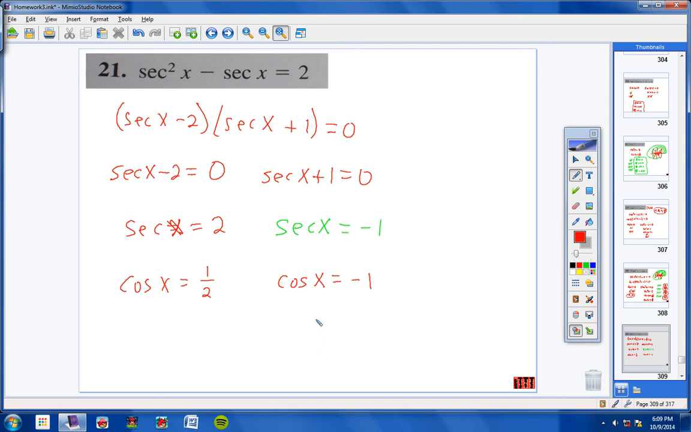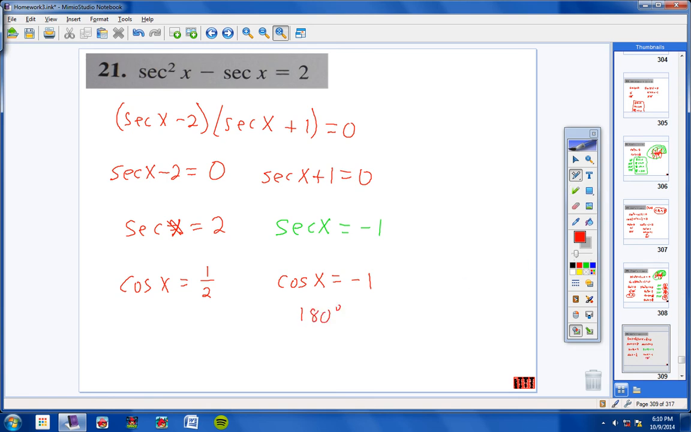Let's see, cosine of 0 does not give me negative 1. Cosine of 90 does not give me negative 1. Cosine of 180 does give me negative 1. Cosine of 270 does not. So we're looking at 180 degrees.